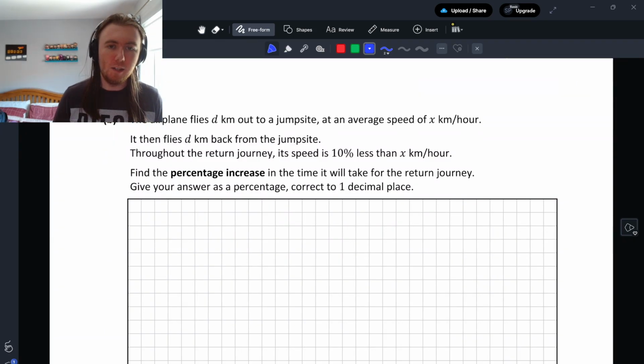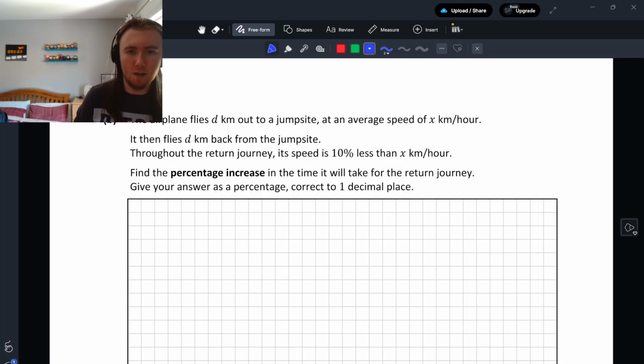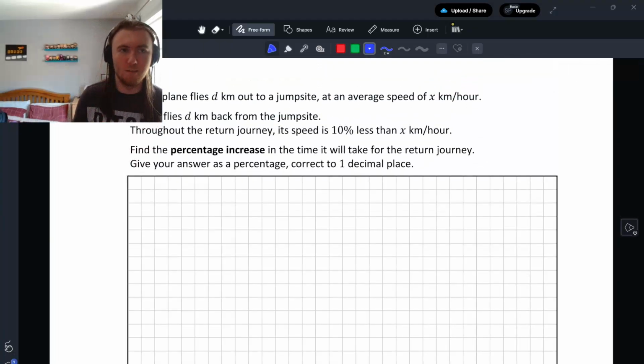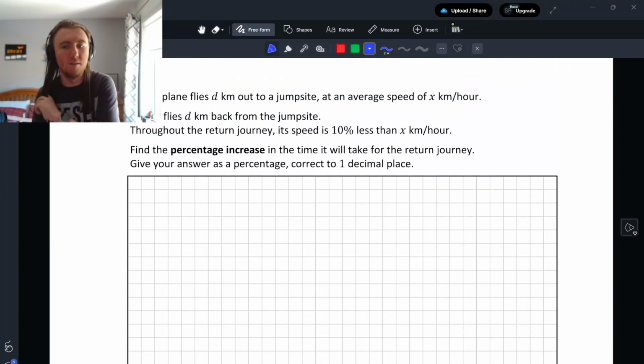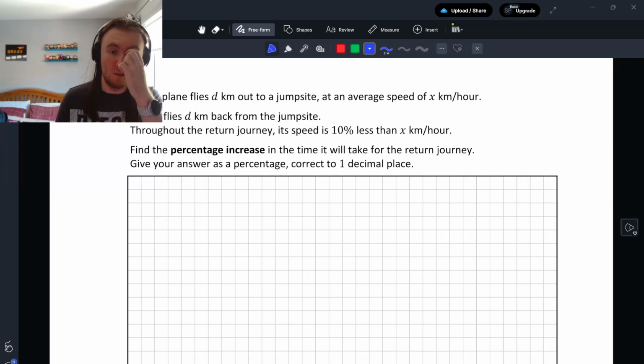The airplane flies d kilometers out to a jump site, average speed of x, then flies d kilometers back from the jump site. Throughout its return journey, its speed is 10% less than x kilometers an hour. Find the percentage increase in the time it will take for the return journey. Let me just have a look at what other question. That's the last question. Okay. That seemed pretty straightforward, but this one looks like a bit of a doozy. And what a one to end on. I don't think I'm getting 100% in this at all, because there are 2 questions I'm fine with, and then there's 2 questions with pretty annoying final parts.